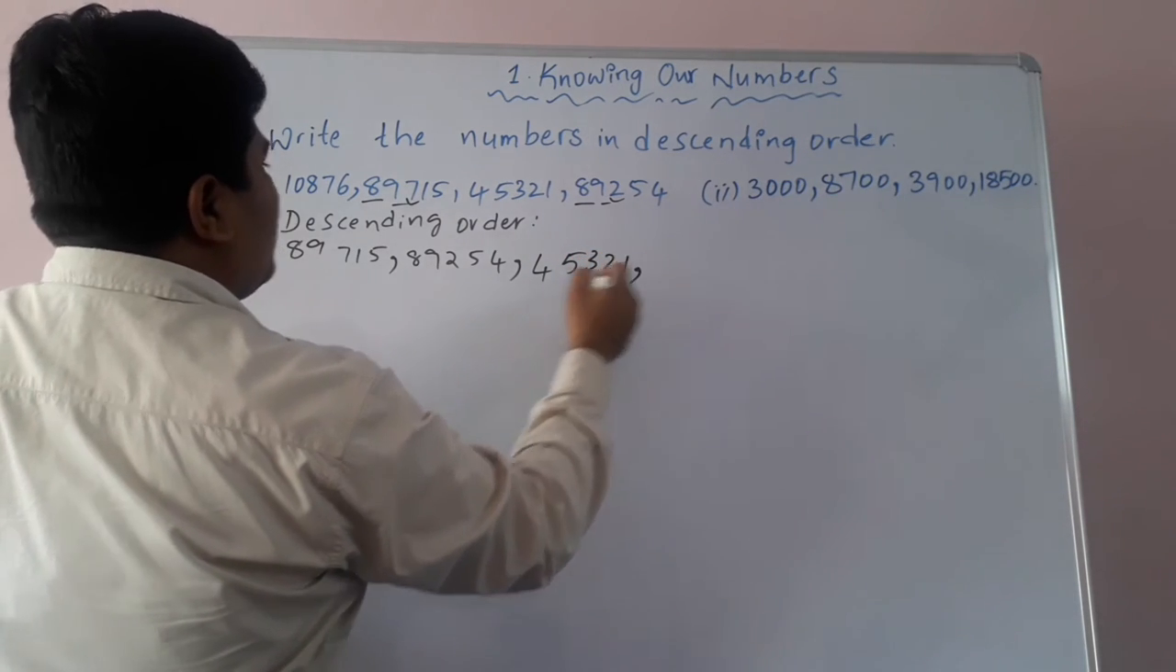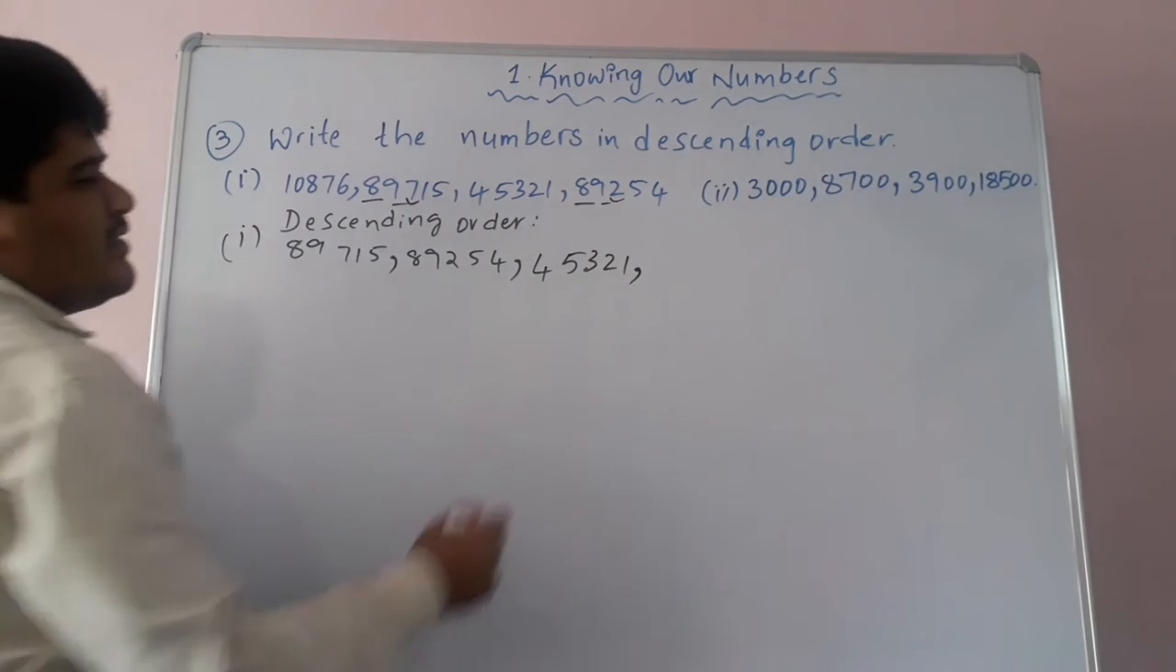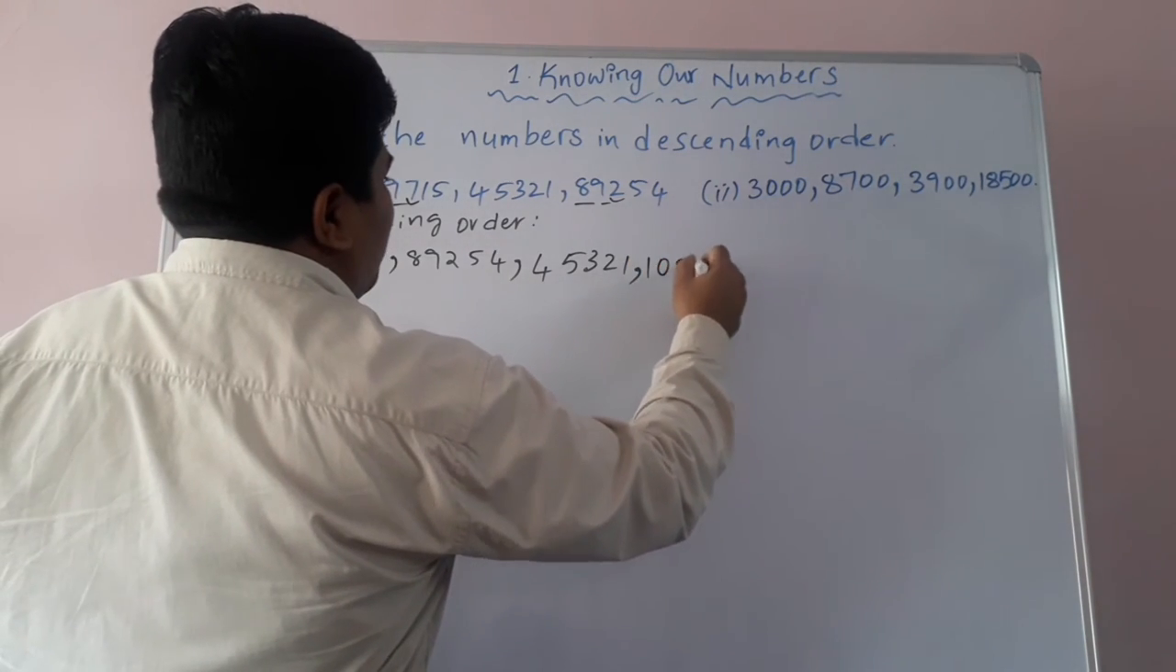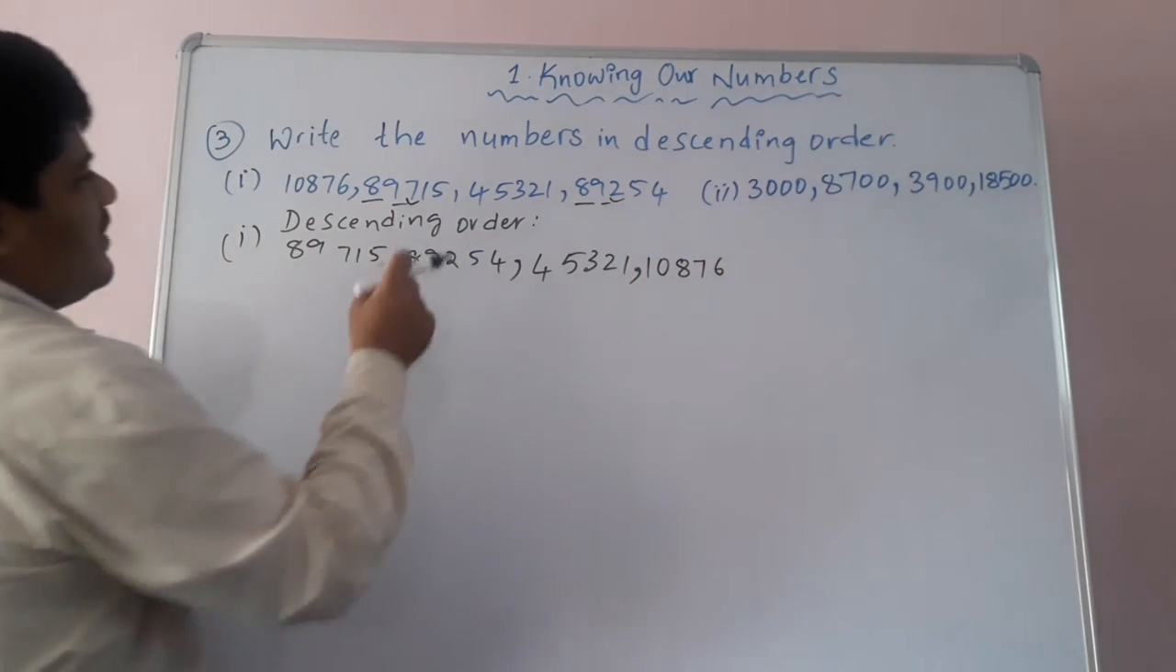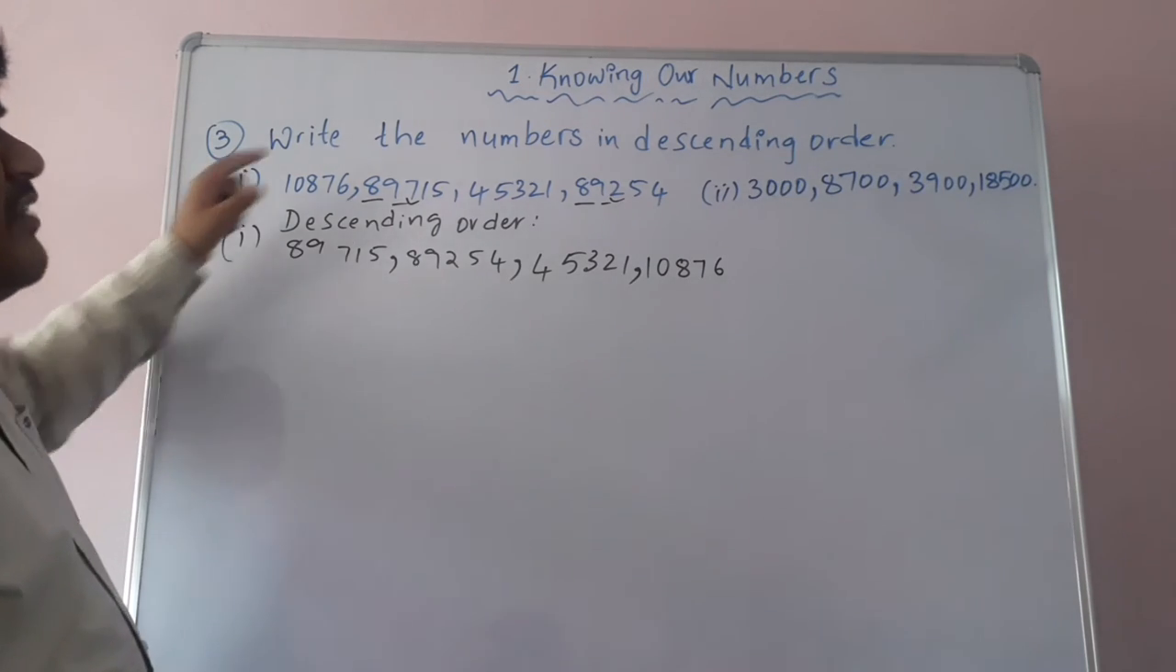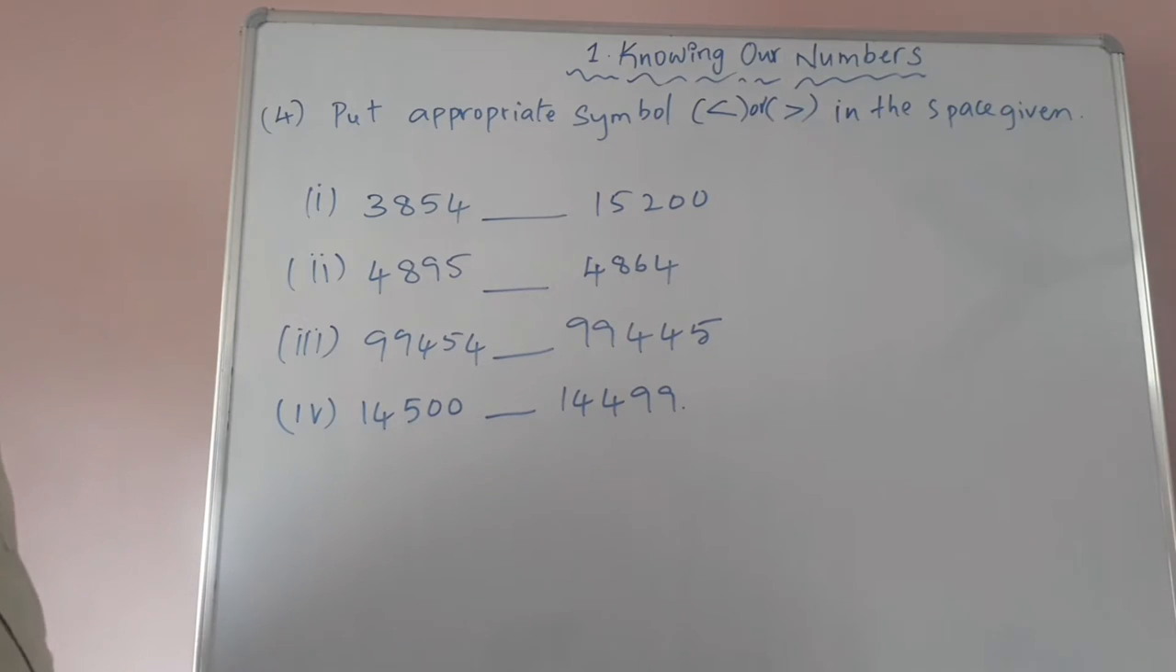45,321, and last number will be 10,876. Okay, so children, this is the process to write the descending order of this given group of numbers. In the same way you can try the next problem. Now let's see problem number 4.